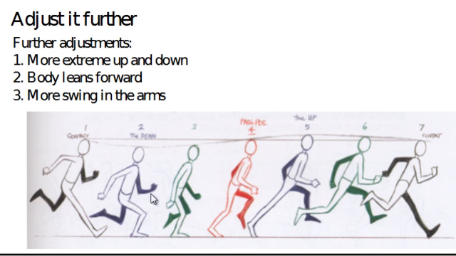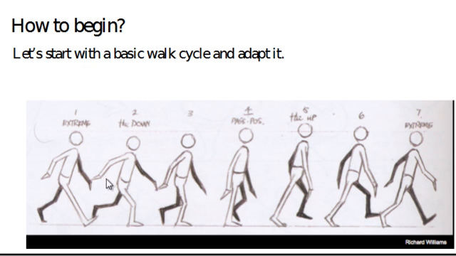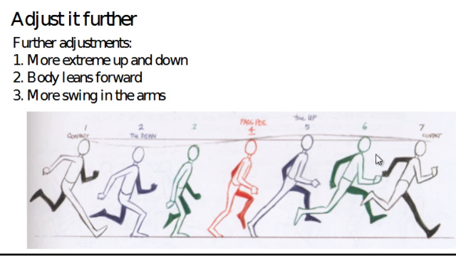Now we can adjust it further and make it more extreme. We can add a lean in the body, so the lean leans forward. If you consider a walk, people tend to be quite upright, but consider the run, people tend to be leaning forward. Also, there's going to be a lot more swing in the arms, and there's going to be more up and down.